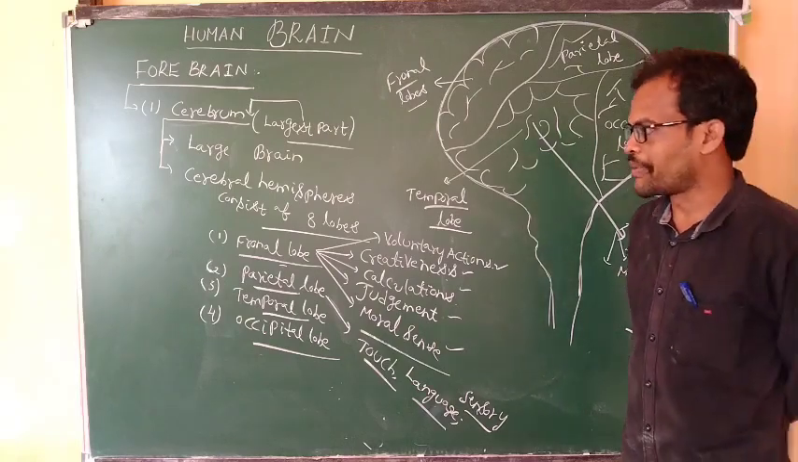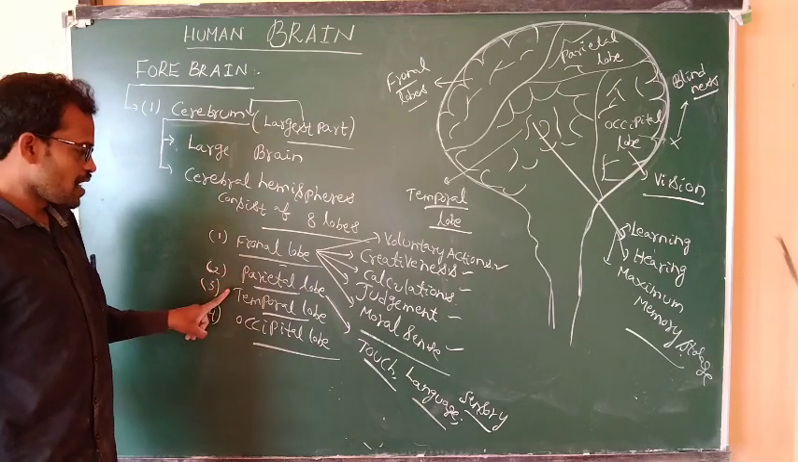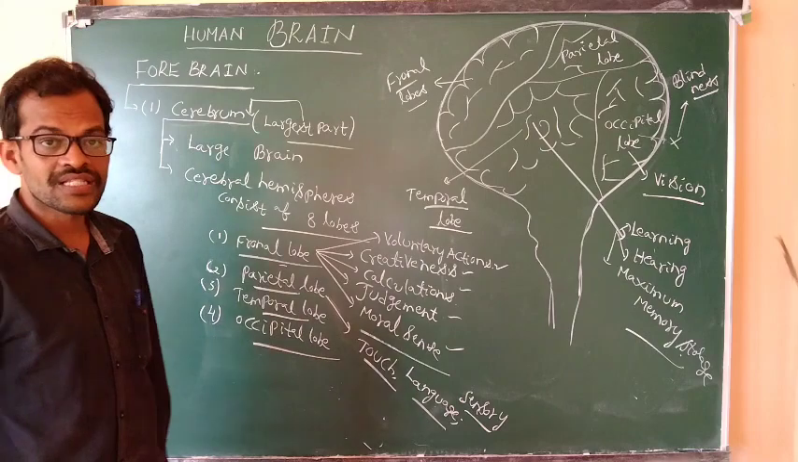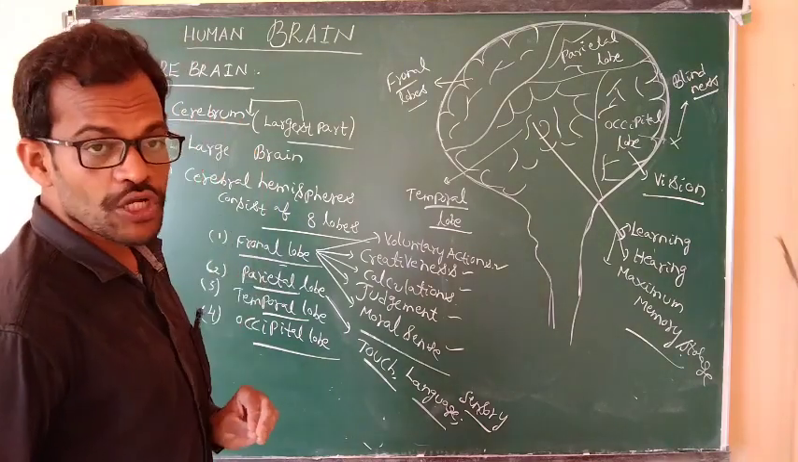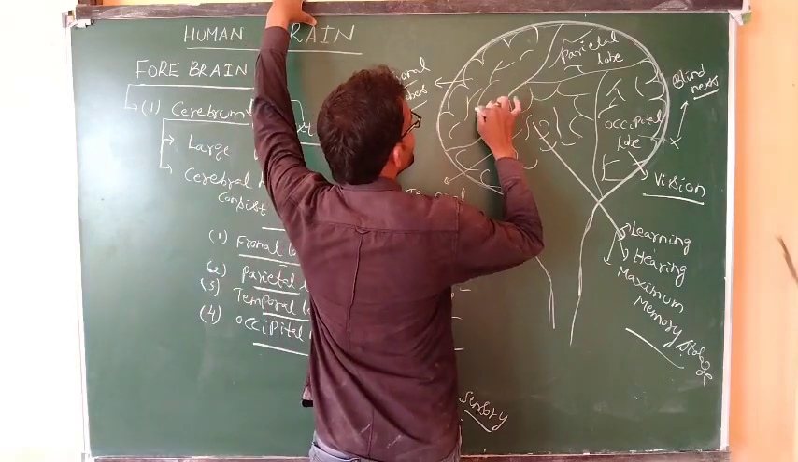Okay, now what is the first part? Frontal lobes, parietal lobes, temporal lobes, occipital lobes. If you observe the frontal lobe, it consists of one important area.